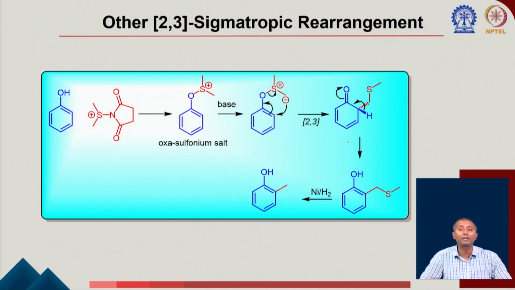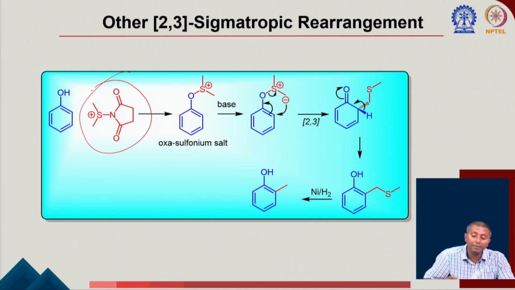So there are several other variations of this. Again, as I mentioned, in this particular variation, you have some sort of an azasulfonium salt, some sort of azasulfonium species here. Once you have the phenol, it can react here at the sulfur to cleave this sulfur nitrogen bond to form the oxasulfonium salt.